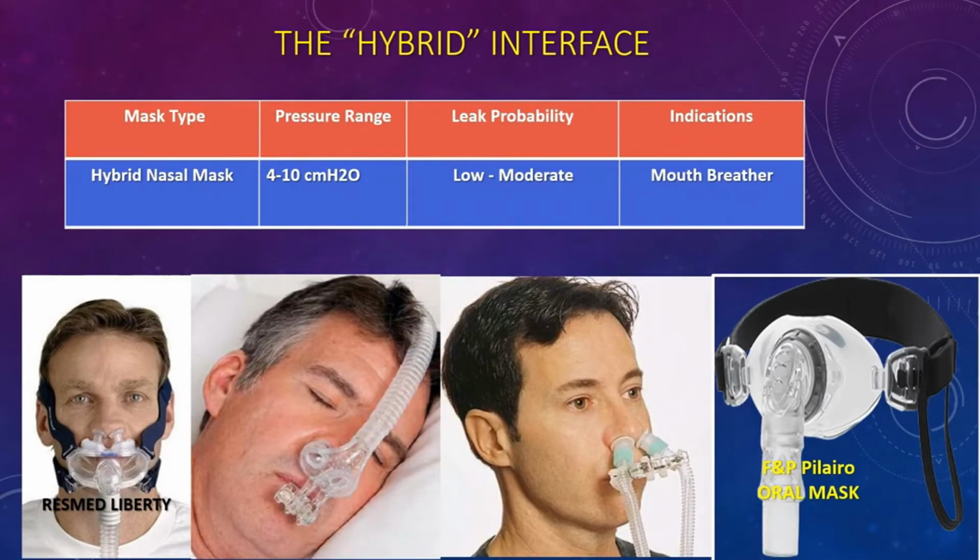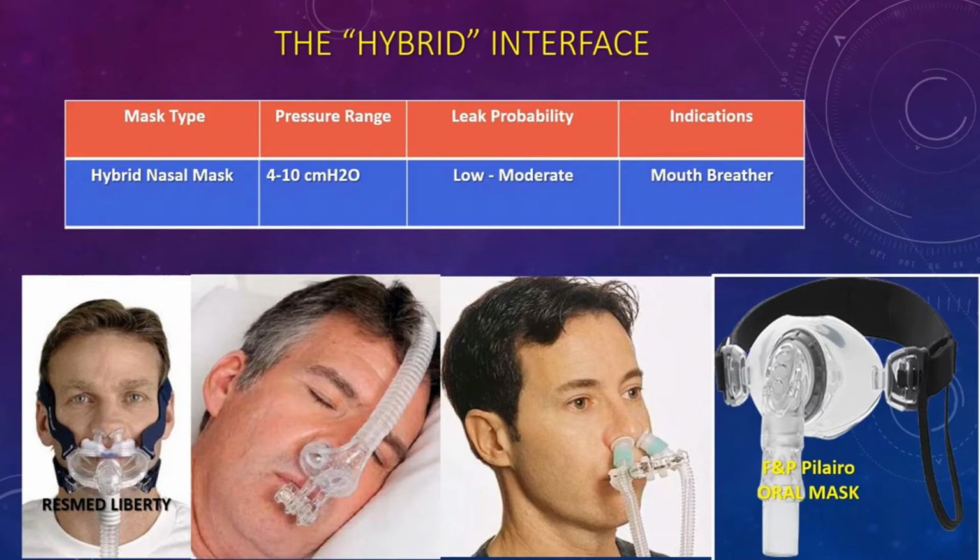The hybrid mask originated in the 1990s, and it was an alternate choice to the full face mask for those people who were mouth breathers or were having a lot of difficulty with the full face mask because of leaks. There are two components to the hybrid. There's the nasal pillows that insert into the nostrils and a mouth guard, sort of like an athletic tooth guard, that keeps the mouth closed. Pressures for the hybrid typically range from 4 to 10, although on some occasions they've been up to 15. The leak probability is low to moderate, depending upon the pressure that is used, and the indications are mouth breathers or those people that need a full face mask but are unable to use it.